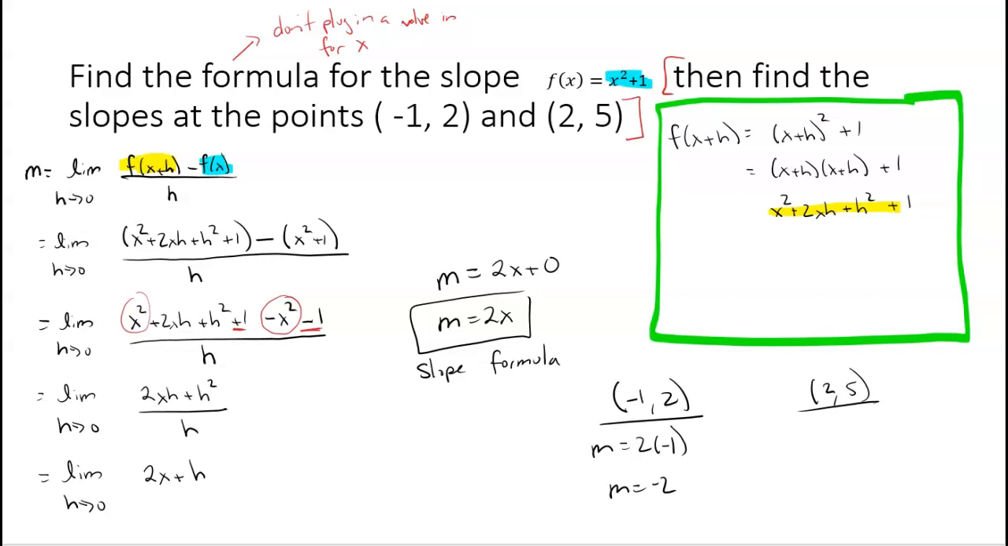At 2, 5, I'll do the same thing, right? Oops, let me write that a little bit better. So m is equal to 2 times 2, so m is equal to 4. So at 2 different points on this parabola, I have 2 different slopes, but they're all found using the same slope formula.